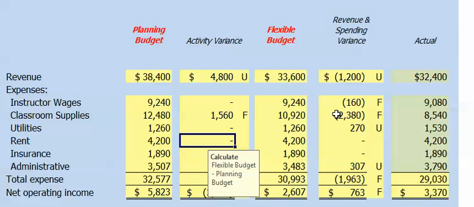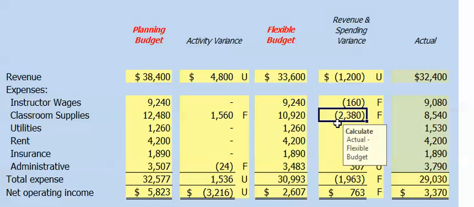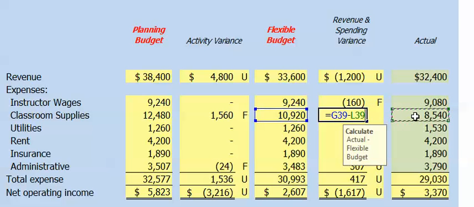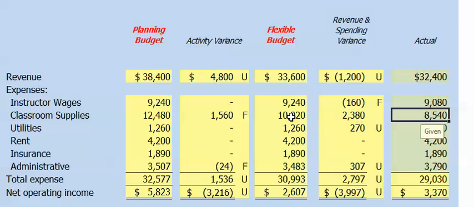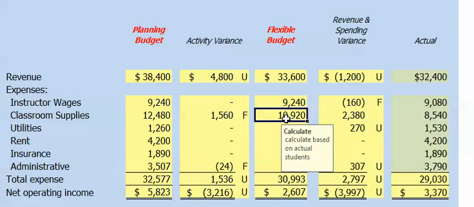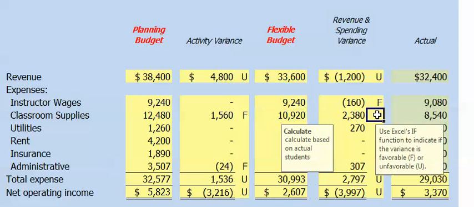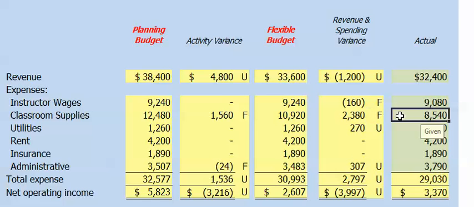Again, we're going to come over here and when we look at our spending and revenue variances, we'll talk about the same thing. The difference here, it doesn't matter that it's positive or negative. The fact of the matter is we have a difference of 10 minus 85, 2380. Our actual expenses were less than we would have thought they should have been based on our planning budget. Lower expenses means a favorable variance.